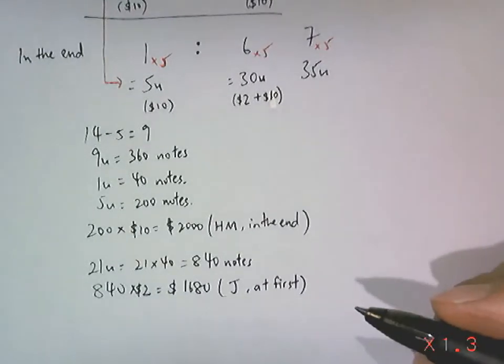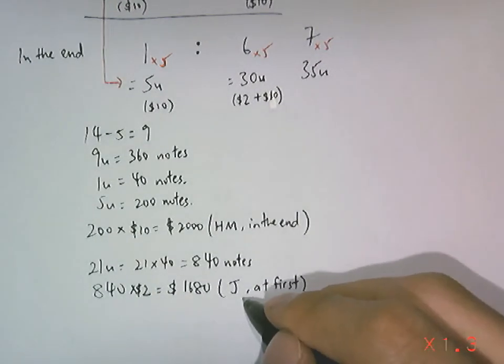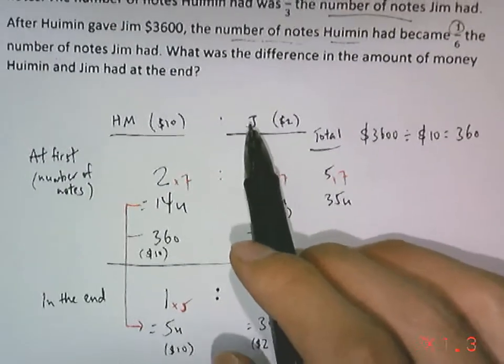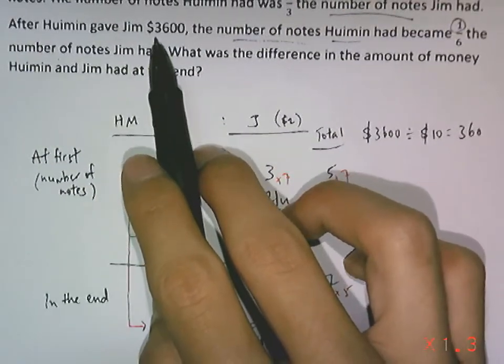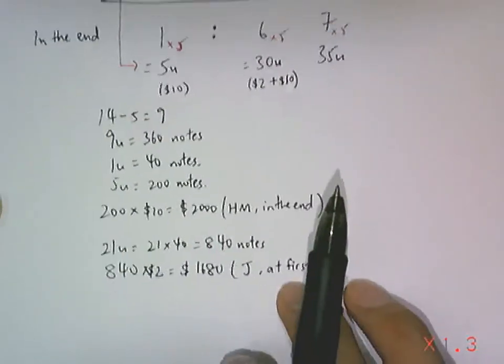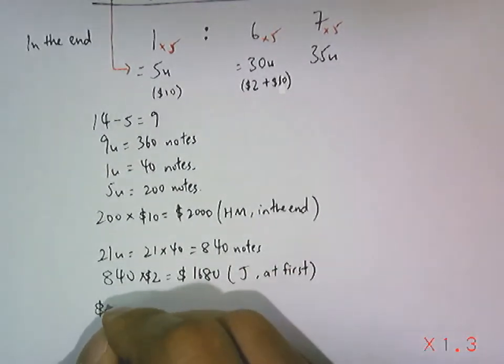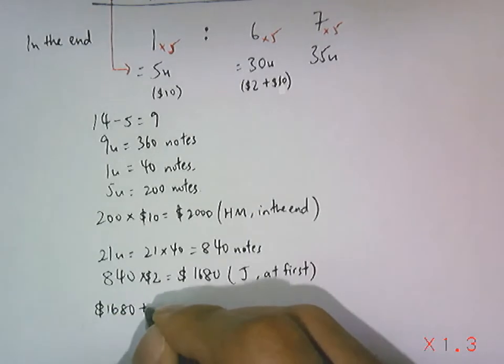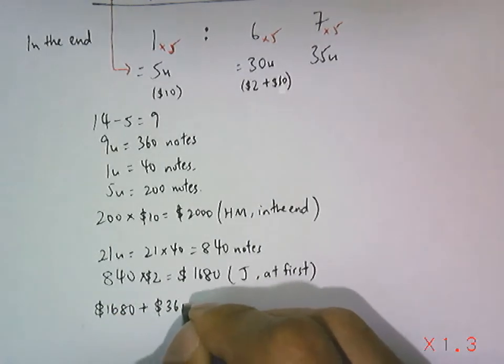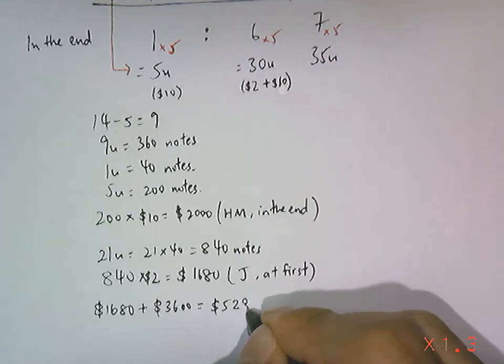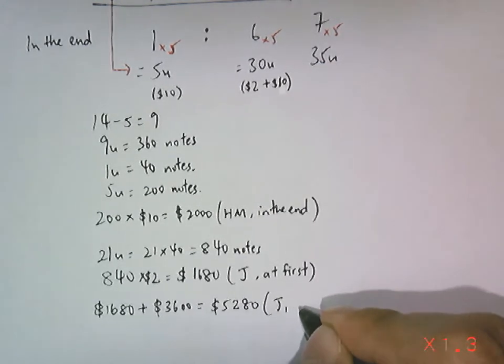Since he received $3,600 from Hui Min, we simply add it to the amount of money that Jim had at first. So 1,680 plus 3,600, a total of $5,280 Jim had in the end.